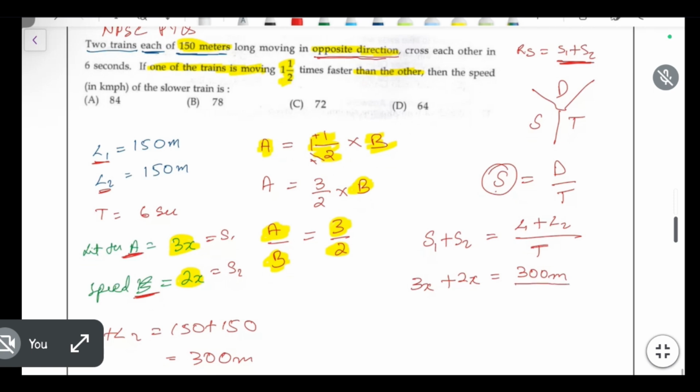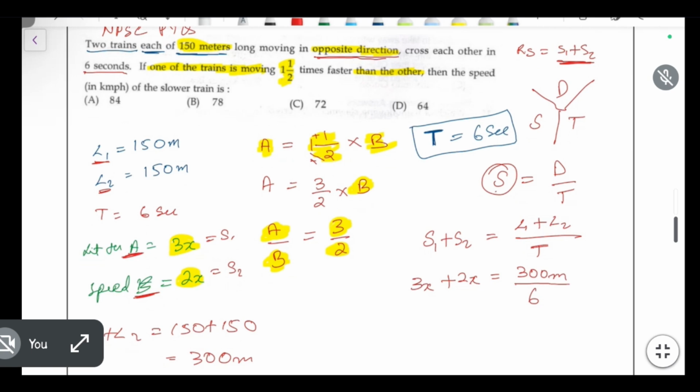the time. How long? The time is given as 6 seconds. That means they are crossing each other in 6 seconds, which means the time here is nothing but 6 seconds. It is given in the question. So time is 6 seconds. So let's solve this one.